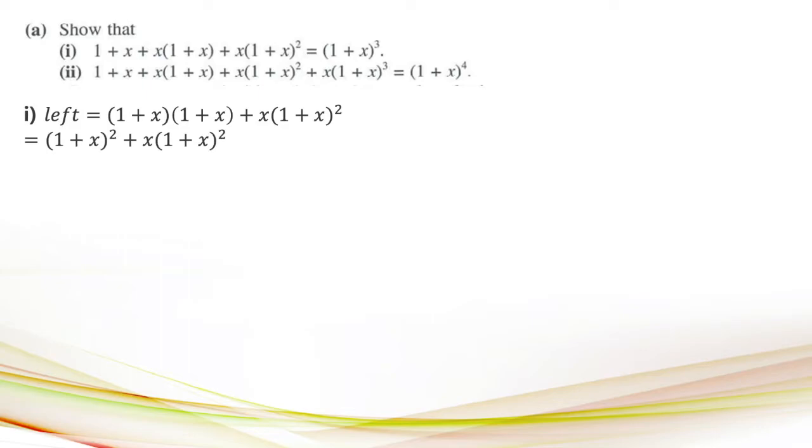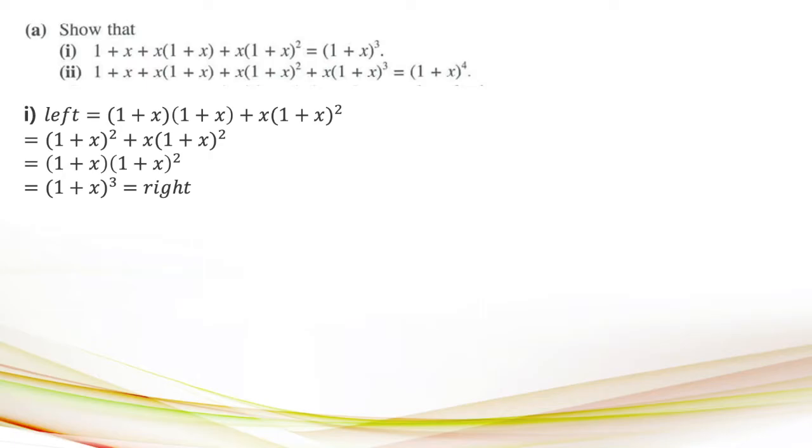We know that anything multiplied by 1 is equal to itself. So 1 + x is equal to 1 times (1 + x). 1 times (1 + x) times (1 + x) is equal to (1 + x) times (1 + x), which is (1 + x)^2. Well, (1 + x)^2 is equal to 1 times (1 + x)^2, so that plus x times (1 + x)^2 is equal to (1 + x) times (1 + x)^2, which is (1 + x)^3, and that is equal to the right side.